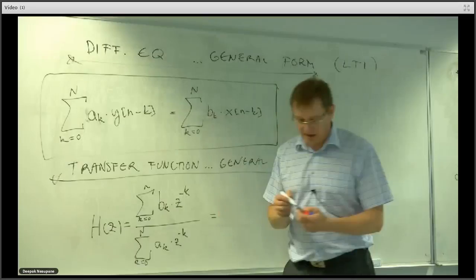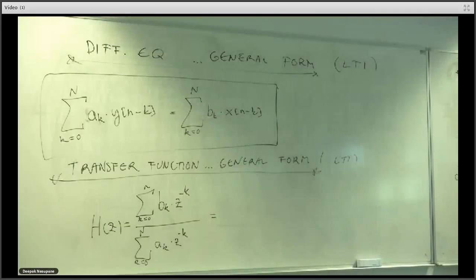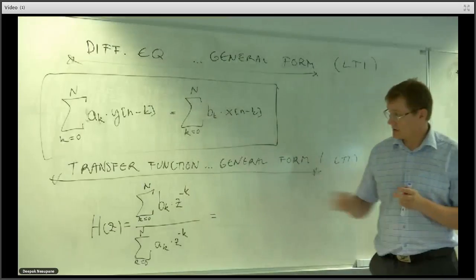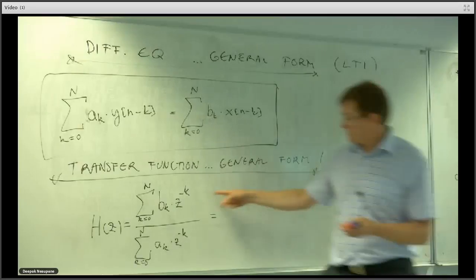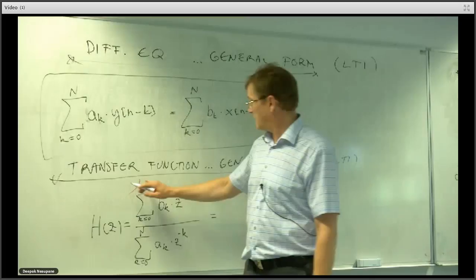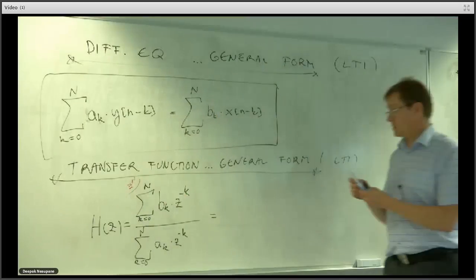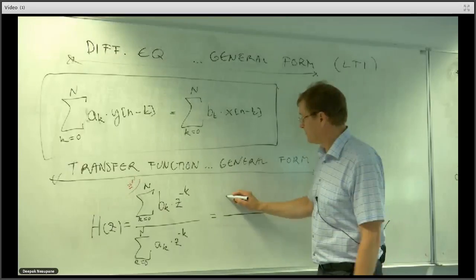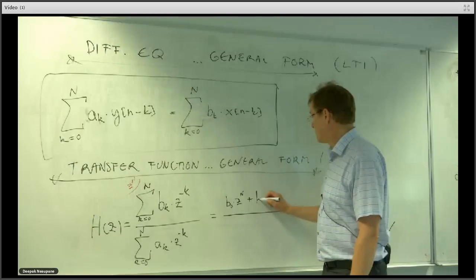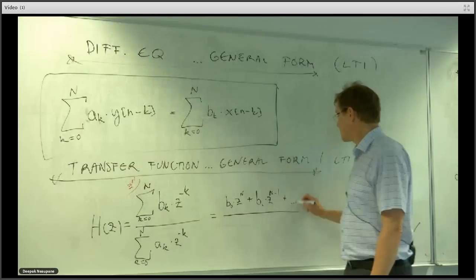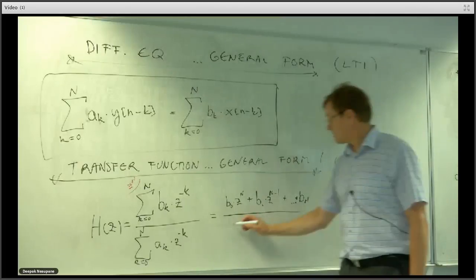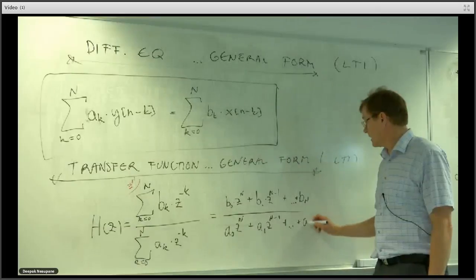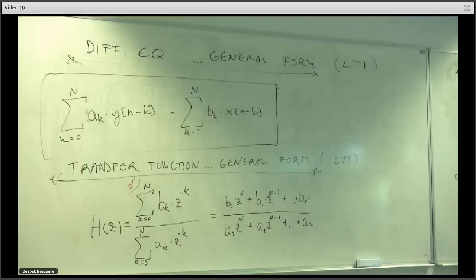Then you can actually go a little bit further. Fundamentally, this will end up being a positive exponent power of z. Just multiply divider and dividend by z to the N. What you get is something like this: b0 times z to the N plus b1 z to the N minus 1 plus, and so on, and the last term is bN, divided by a0 z to the N plus a1 z to the N minus 1 plus, and so on. Okay, that's a complex polynomial.